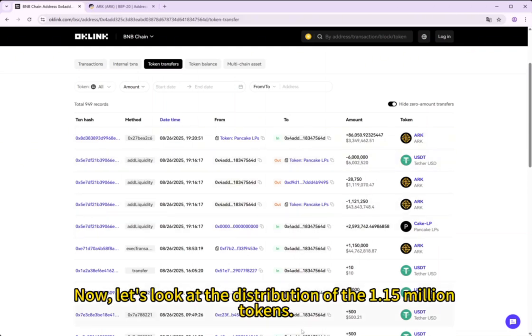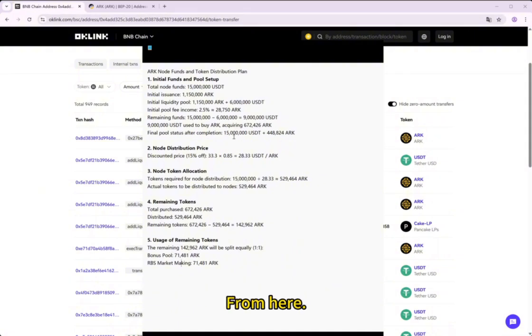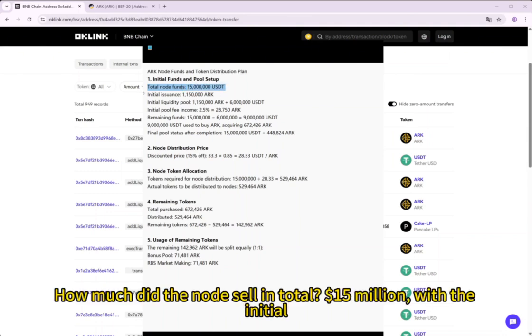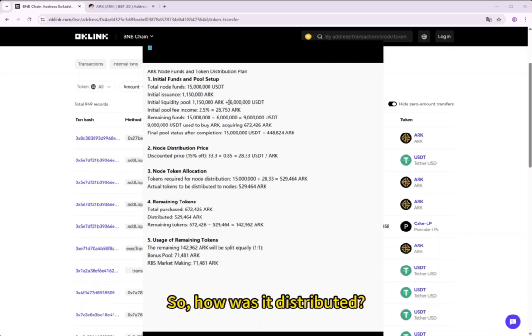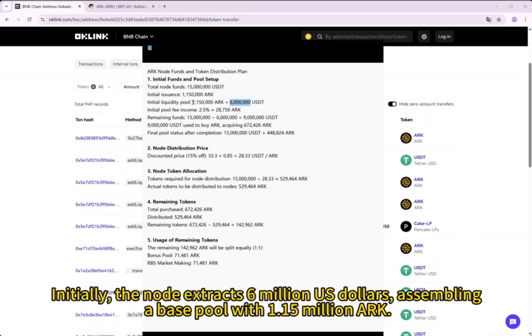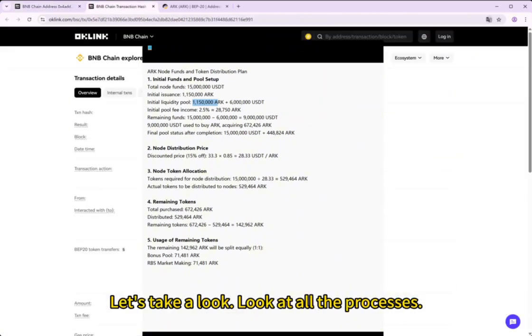Now, let's look at the distribution of the 1.15 million tokens. From here, how much did the node sell in total? $15 million, with the initial circulation being the issuance amount and ARK's issuance amounting to 1.15 million tokens. So, how was it distributed? Initially, the node extracts $6 million, assembling a base pool with 1.15 million ARK, forming the liquidity pool. This is the transaction here, $6 million, 1.15 million. Let's take a look.